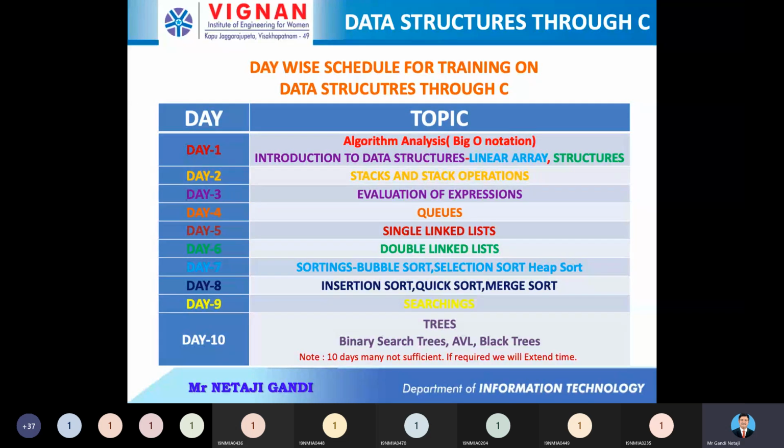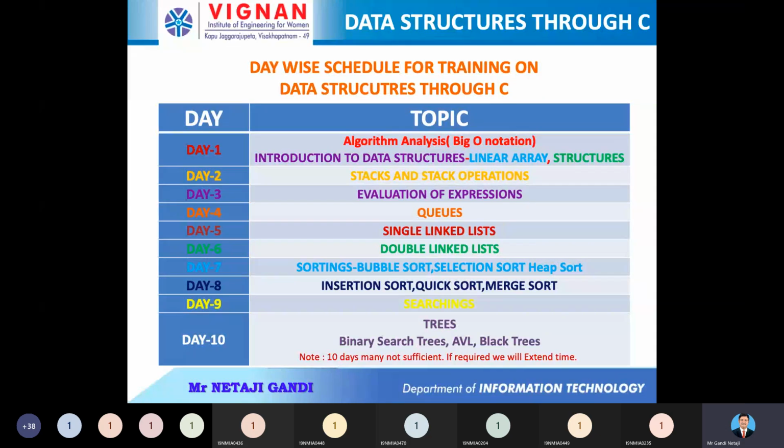So what is meant by an algorithm, you already know. What is the algorithm analysis? Why is the algorithm analysis required? What are the different types of notations? What is the big O notation? What is the small O notation? What is the theta notation? Everything can be discussed. So it is not only the algorithm. First of all, what is meant by it, from basic onwards.